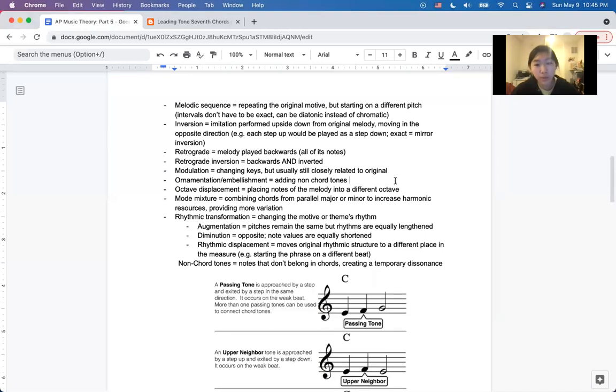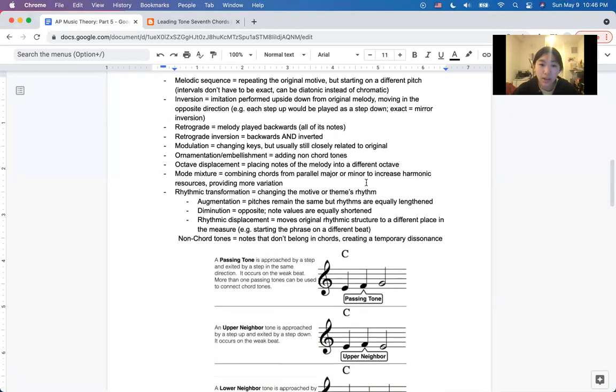Ornamentation and embellishment, that just means when you add non-chord tones. This we will also go into like 2 minutes from now. Octave displacement is when you just place the notes of the melody into a different octave, whether it's an octave higher or lower. It's basically the same pitch, but in a different octave.